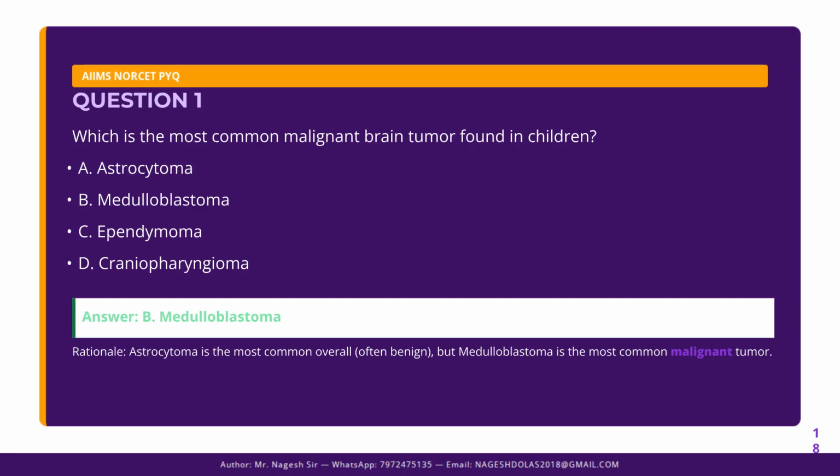Question 1. Which is the most common malignant brain tumor found in children? The answer is medulloblastoma. Astrocytoma is the most common overall, but medulloblastoma is the most common malignant type.